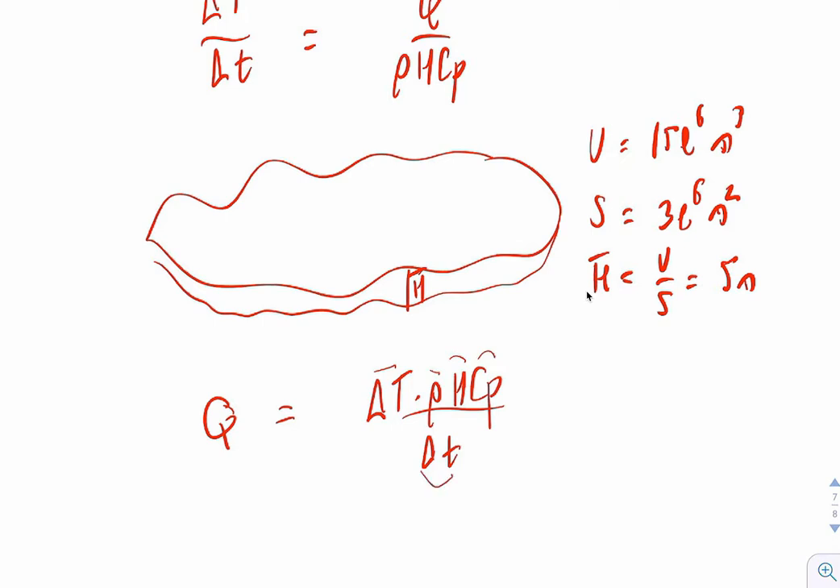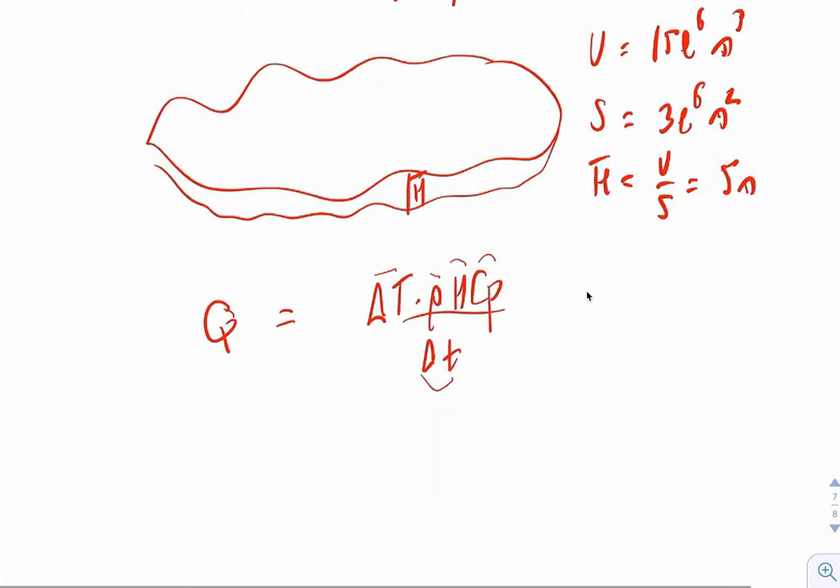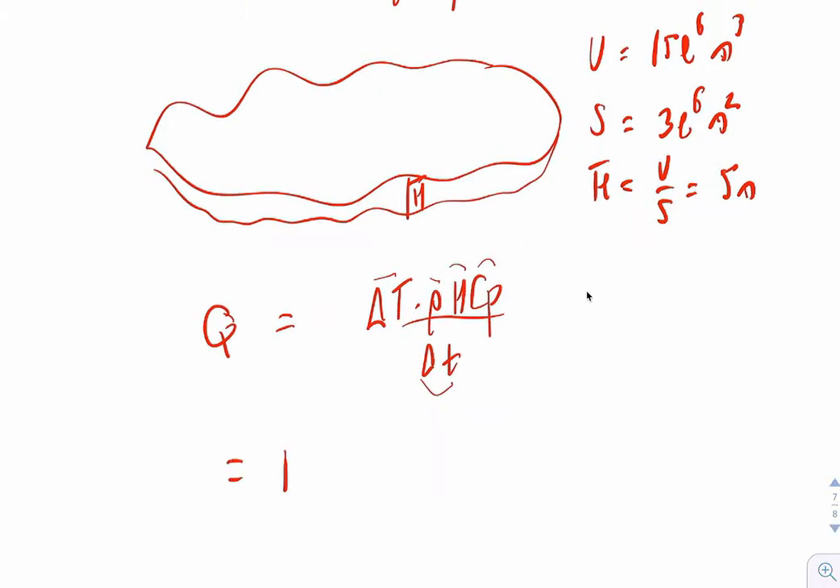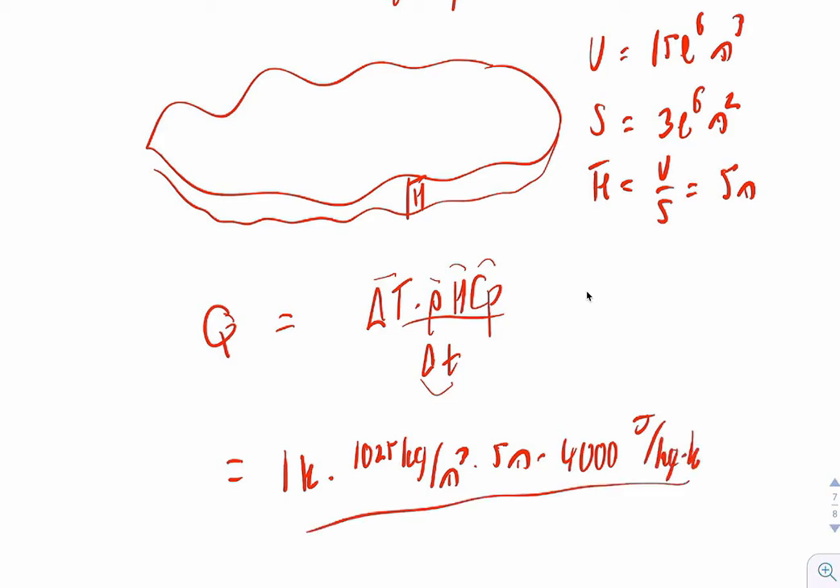However, if I allow a longer time scale, let's say I'd like to raise the heat over a year, I don't need a strong Q to do a given delta T. Or if I say I want to raise the heat by delta T in 1 second, I can see that I'm going to need a very big heat flux in order to do that. We could plug these numbers in. Essentially it is 1 Kelvin times 1,025 kilograms per meter cubed times 5 meters times 4,000 joules per kilogram Kelvin divided by 86,400 seconds. It's 1 day.